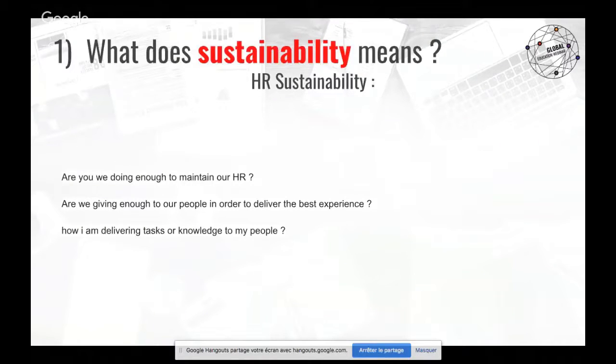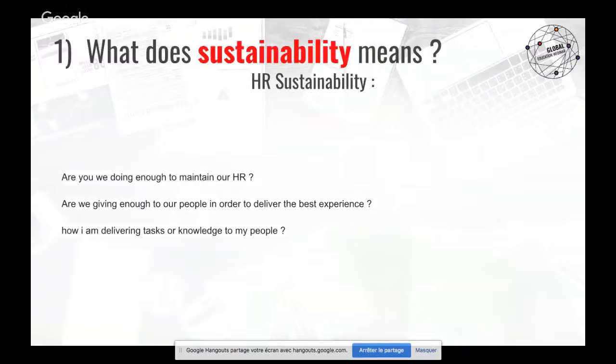How are we maintaining our human resources? Are we doing enough to maintain our HR? And are we giving enough to our people in order to deliver the best experience to them as financiers? And how am I delivering tasks or knowledge to my people? In our department, in our financial work, we have a lot of things to tackle as the one responsible for finance in your entity, but somehow we forgot about our commission, or somehow we forgot about delivering the team standards to our commission, since we are the team leaders of finance. And are we giving enough to our people in order to deliver to them the best experience?